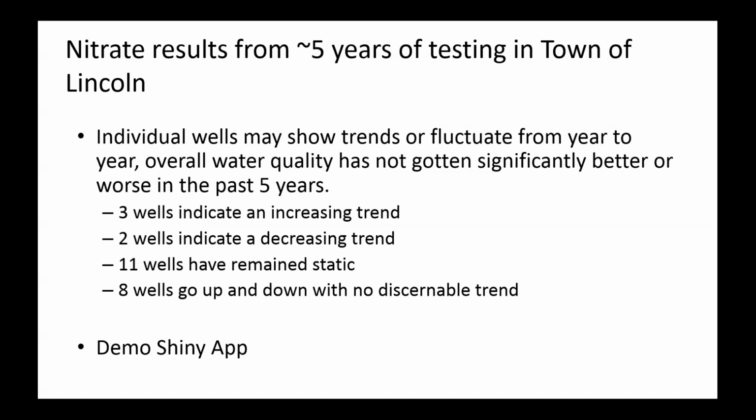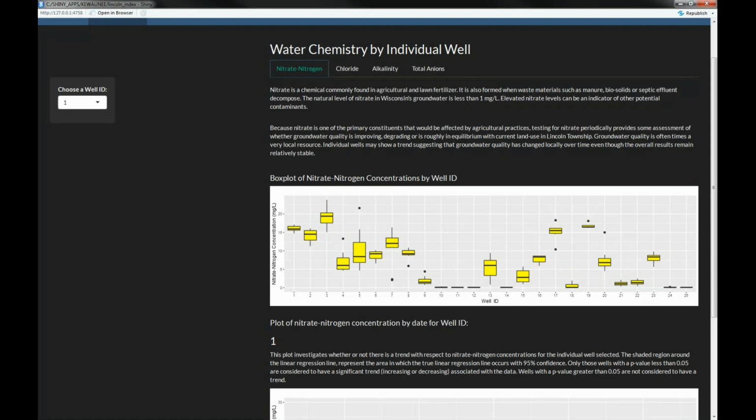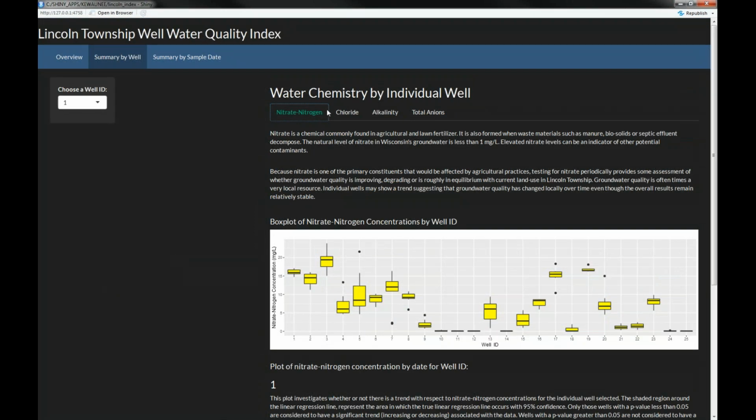What's happening specifically around those wells that's contributing to those changes in groundwater quality? And in those areas where it's decreasing, maybe that's something we can replicate in other parts of the county to try and improve water quality. What I want to do is demo a little app that we developed for the town of Lincoln, which helps provide a little bit of transparency to that data that we're using to try and understand trends.